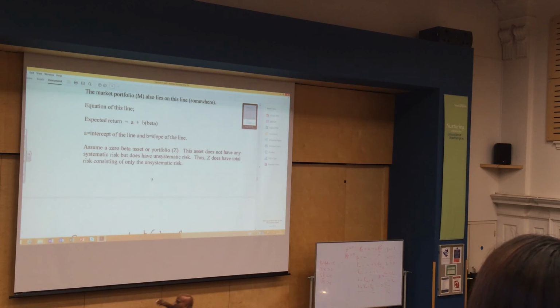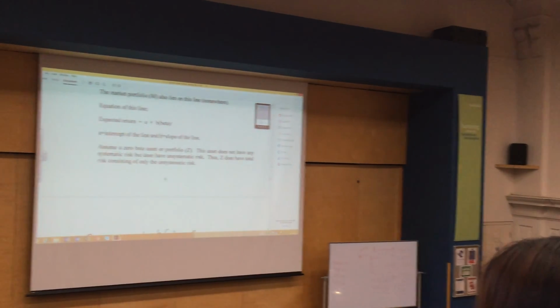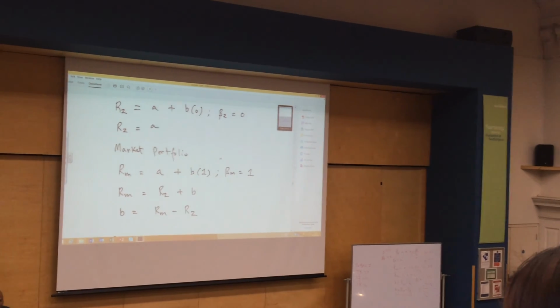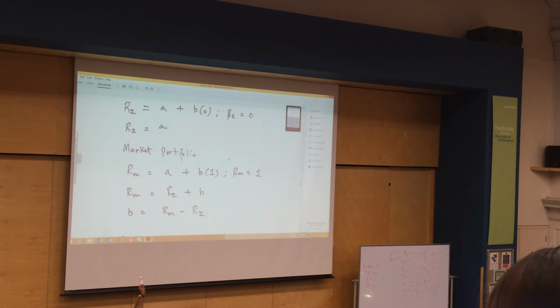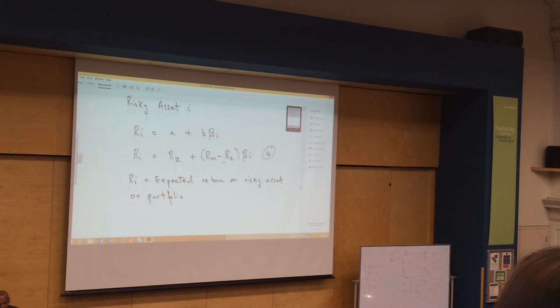They said, in the same equation again, what difference does it make? It makes no difference. Beta is equal to 0, so Rz is equal to A now. Rz is the return on the zero beta portfolio. The market portfolio stays the same. B is now equal to that. You put A and B in the risky asset equation and you get a new equation, 4. No risk-free asset, a zero beta portfolio. There is no risk-free asset now. A zero beta portfolio. So there you go.